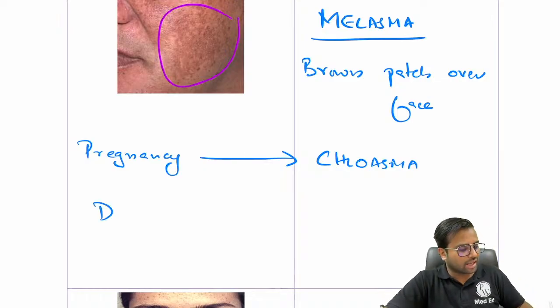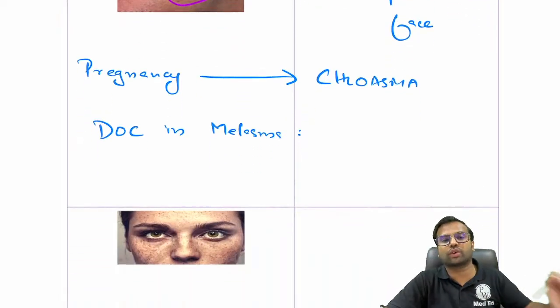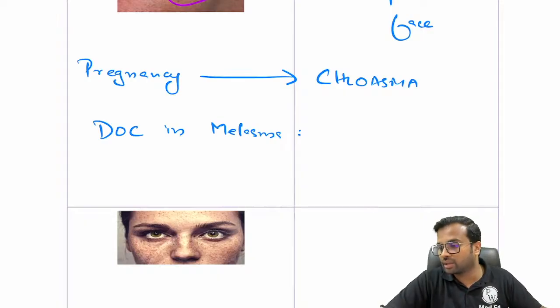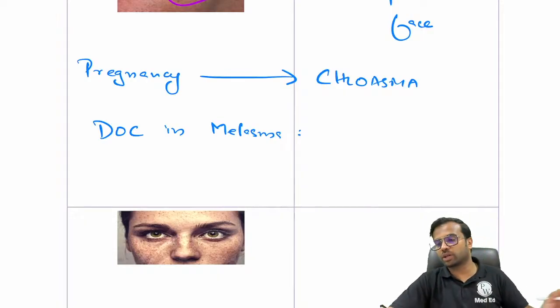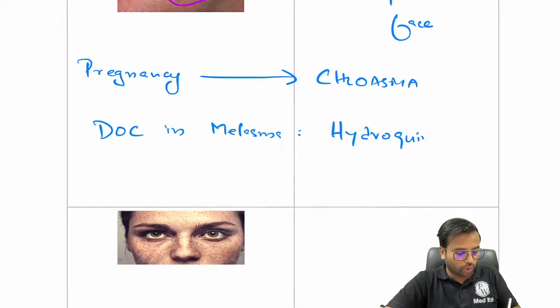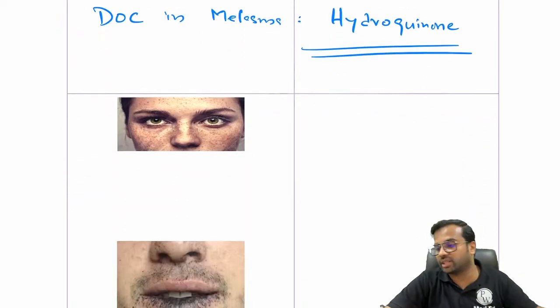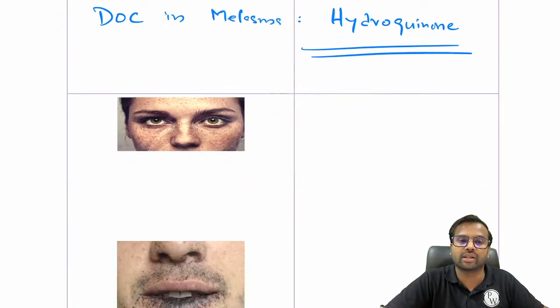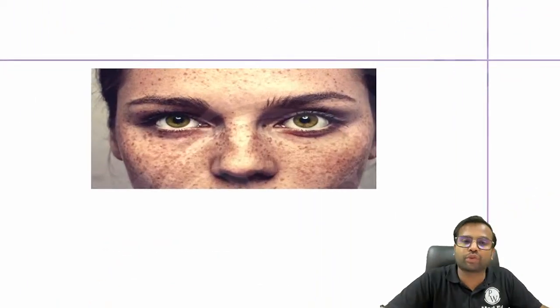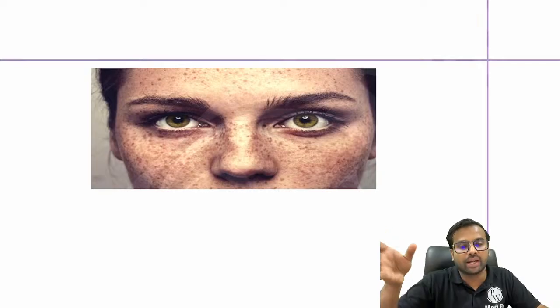Now, what is the drug of choice in melasma? So what is a drug that you can use for the treatment of melasma? Yeah, Harsh and Rishabh are also completely right. अभी ये बोलो कि what is the drug of choice? The drug of choice is going to be hydroquinone. It is going to be a skin lightening agent, right? Skin lightening agent.